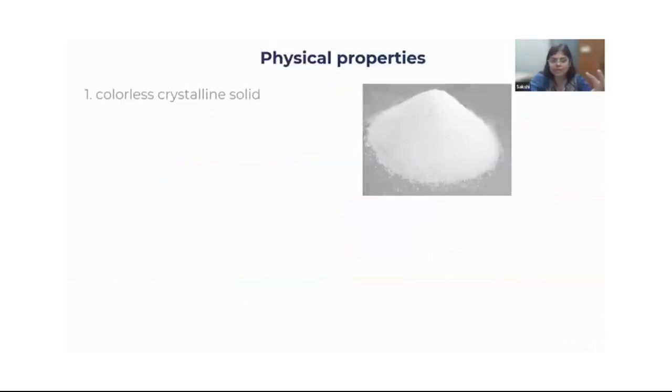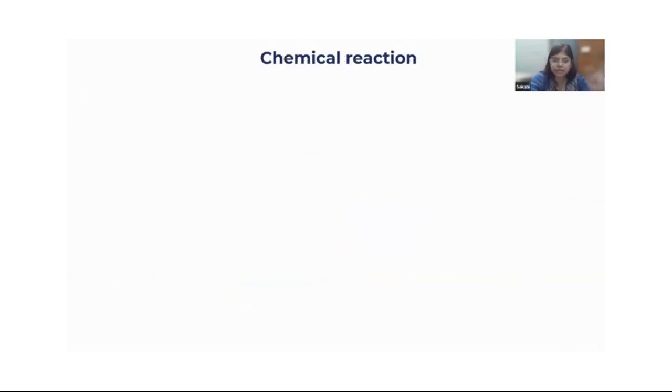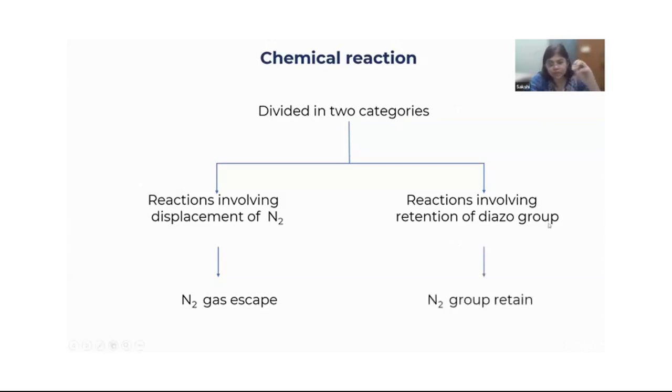What are the properties? Let us understand. It is a colorless crystalline solid. It is readily soluble in water. It is stable in cold water, because we know that benzene diazonium chloride is stable in cold water. So now this is divided into two categories. There are reactions involving displacement of the N2 group, displacement meaning removal, where nitrogen gas is released, and reactions involving retention of the diazo group, that is, where the N2 group is retained.